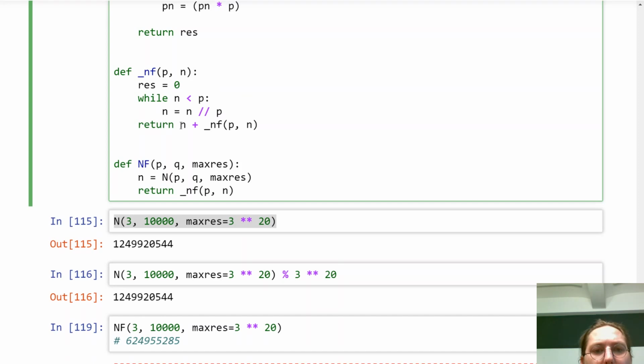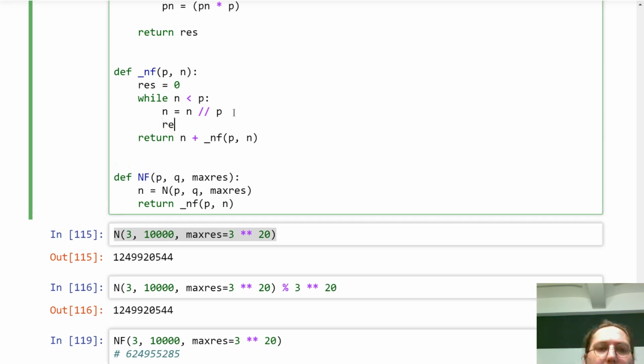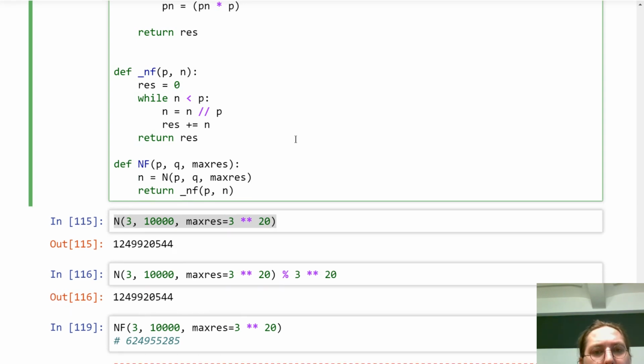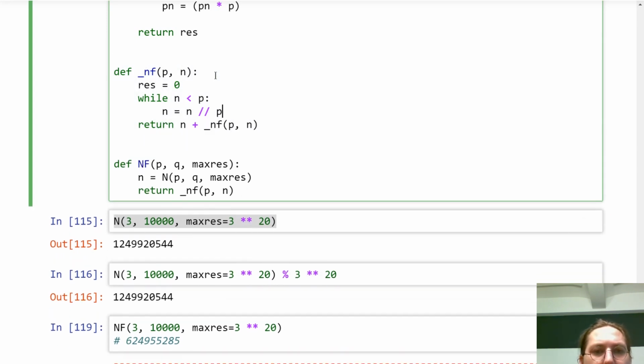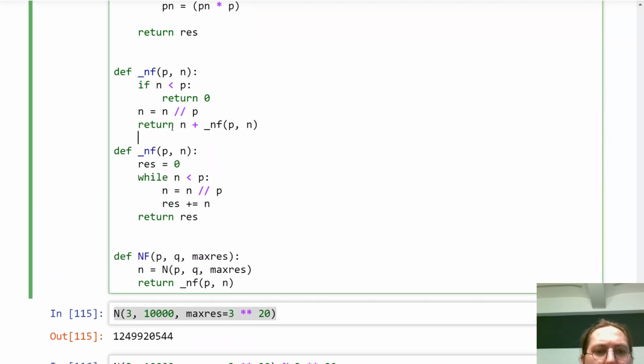So this, and so we do res plus equals n. Do you want it side by side? It should work that way also. So this is recursive versus non-recursive.